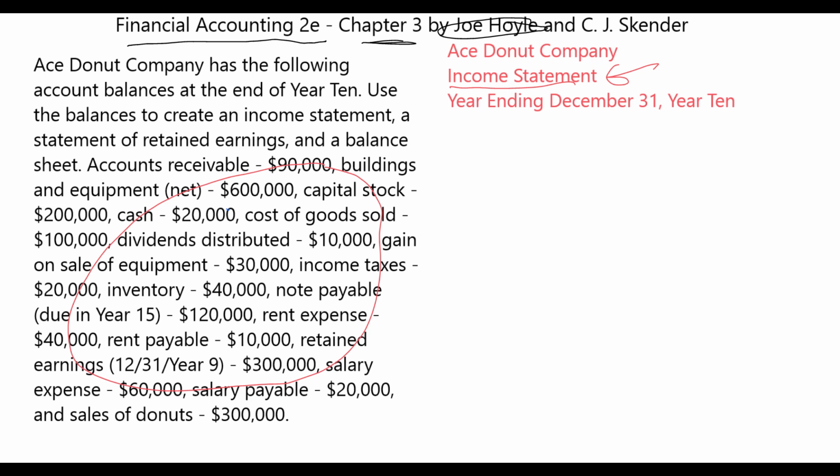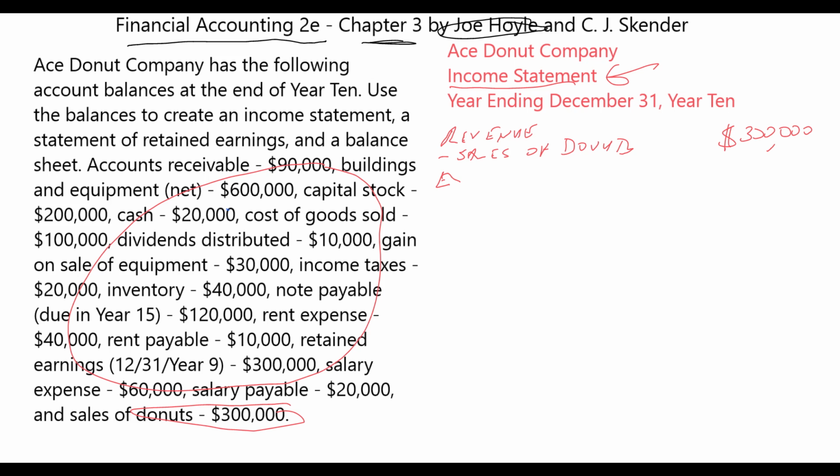Now, an income statement will begin with revenue. And how does a donut shop make revenue? Of course, they have sales of donuts. So this indicates that in this year, this company had sales of donuts of 300,000. So we'll come over here and indicate 300,000 in sales. You're beginning to convey information to decision makers.